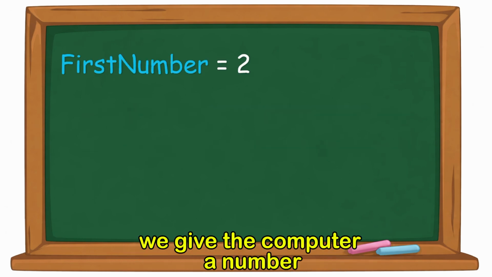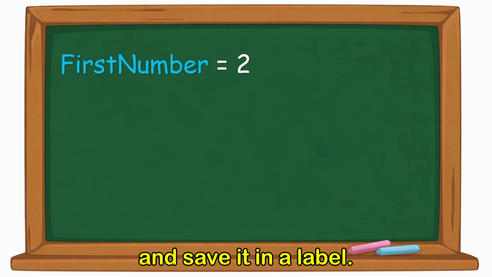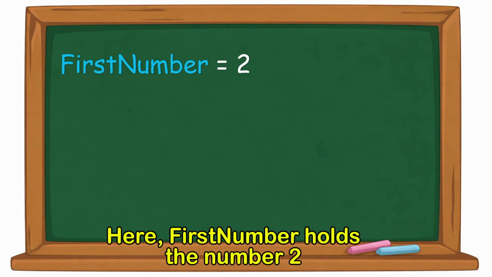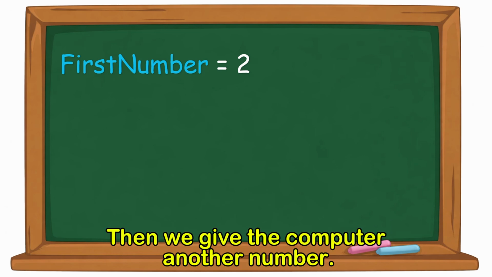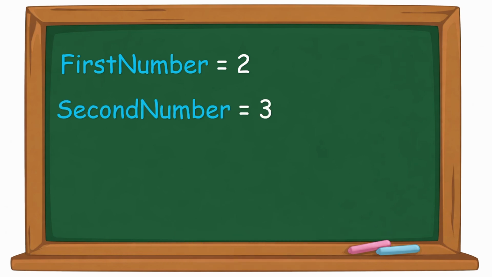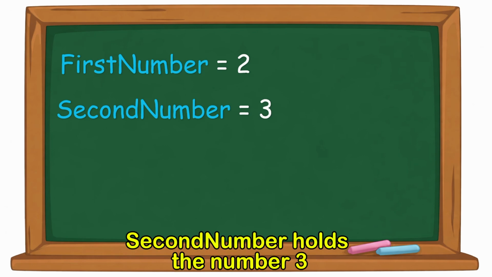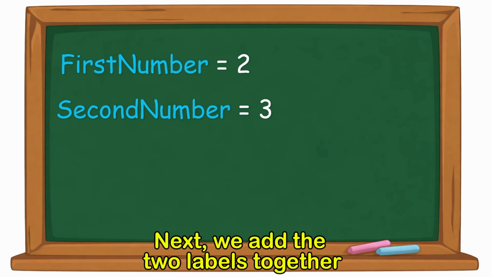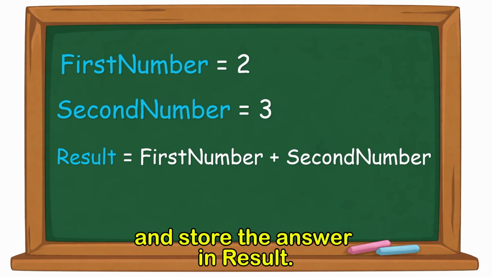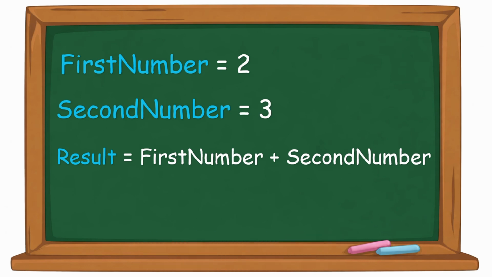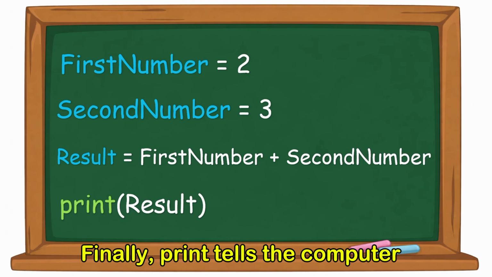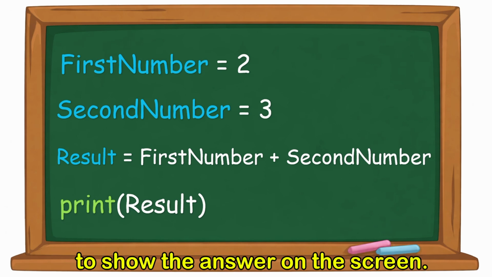First, we give the computer a number and save it in a label. Here, first number holds the number 2. Then we give the computer another number. Second number holds the number 3. Next, we add the two labels together and store the answer in result. Finally, print tells the computer to show the answer on the screen.